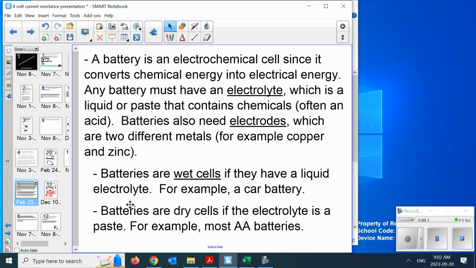Batteries are dry cells if the electrolyte is a paste. Double A batteries, triple A batteries, little Duracell kind of things, C batteries, D batteries, 9 volts. Those have a paste in them. That means you can twist them upside down and they're not going to leak. That's a good thing, and that's why they're used in electronics.